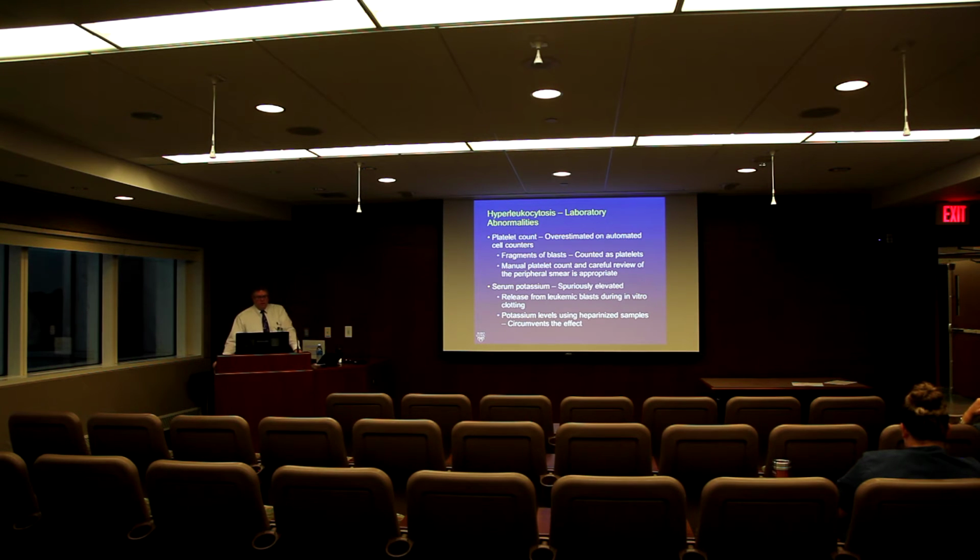Platelet count can be overestimated on automatic cell counters because blast fragments can be counted by the cell counters. They look at size, so they may think that these blast fragments are platelets and overestimate the platelet count. So manual platelet count and careful review of the peripheral smear is appropriate if a patient is behaving like they have a low platelet count and yet the Sysmex that you're using says the platelet count's fine. It's always good to look at a smear and go, well, there's a lot of fragments here and there's not very many platelets, so maybe that's why we're having a problem.